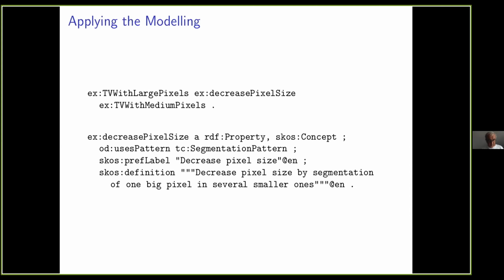To the RDF predicate, decrease pixel size, further information is attached. It instantiates the segmentation pattern in a special way. The SKOS label and definition describe the transformation in the class of technical systems in more detail, and uses pattern refers to the pattern from the evolution tree ontology that was applied in this transformation.